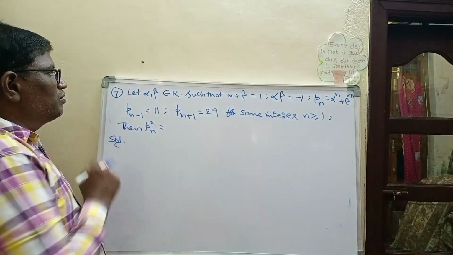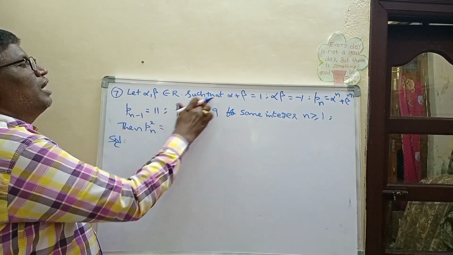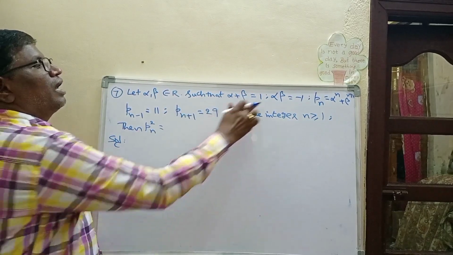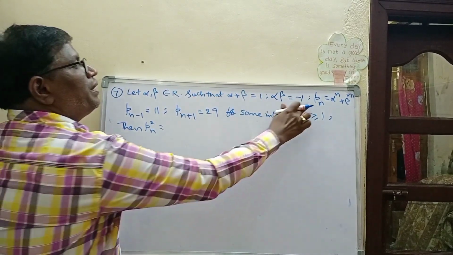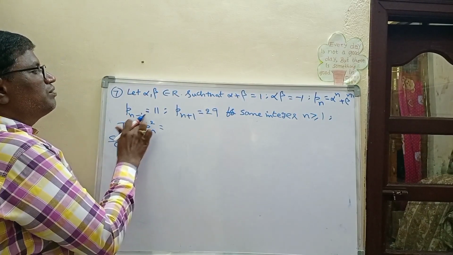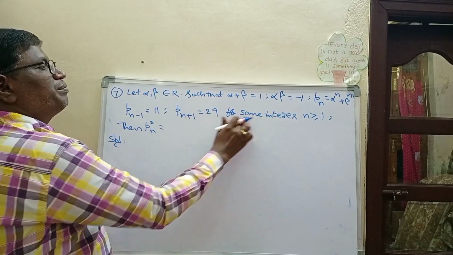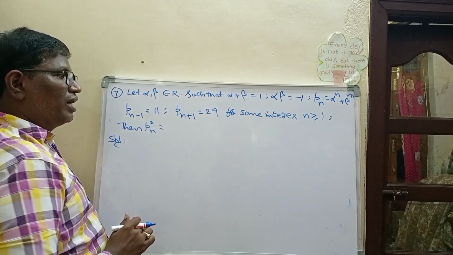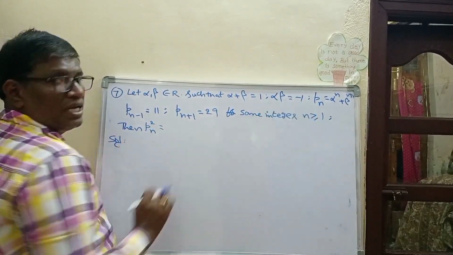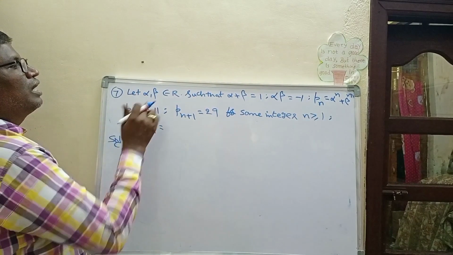Now coming to the 7th question. Alpha, beta belong to real numbers such that alpha plus beta is equal to 1, alpha beta is equal to minus 1, P suffix n is equal to alpha power n plus beta power n, P suffix n minus 1 is 11, P n plus 1 is 29, for some integer n greater than or equal to 1. Then we have to find P n square. This is an integer type question.